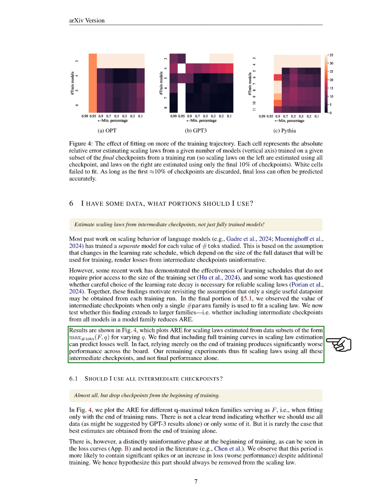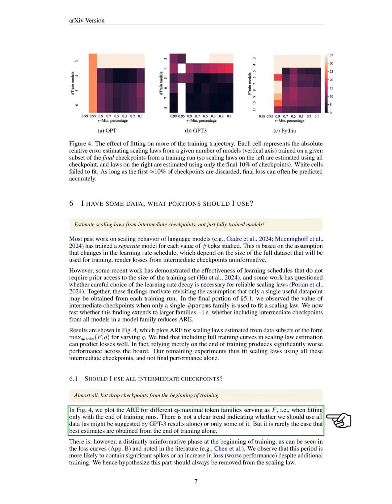Section. Should I use all intermediate checkpoints? In this section, we explore whether we should use all intermediate checkpoints during training. We present a plot showing the average relative error, R, for various token families when we only consider the end of training. There isn't a clear trend indicating if we should use all data or just a portion, but we find that the best estimates usually do not come from the end of training alone.